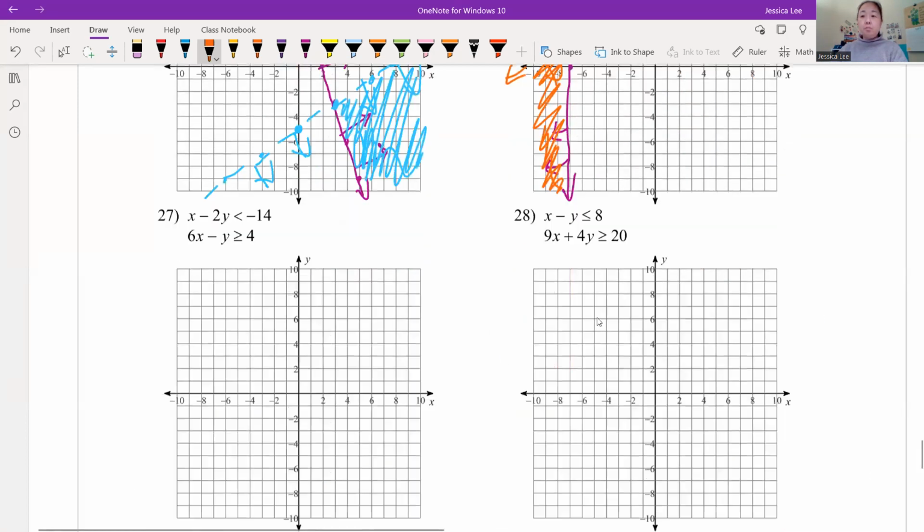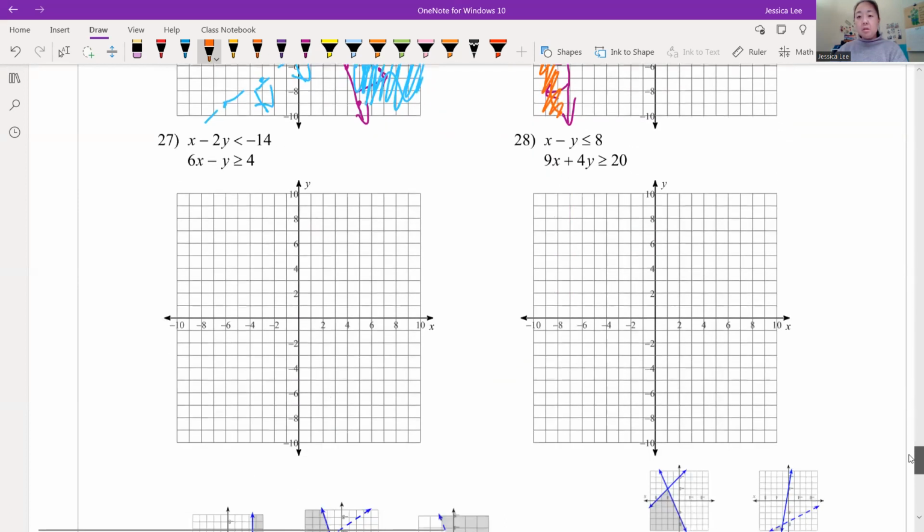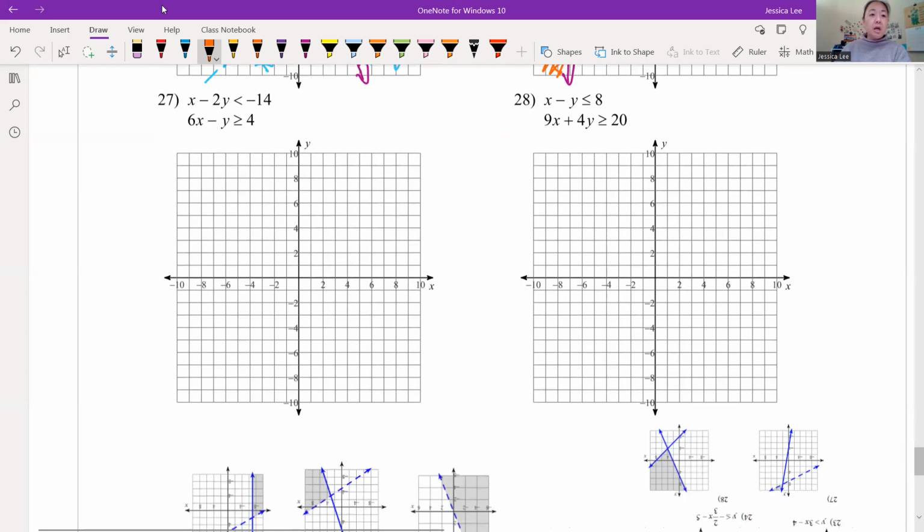All right, last two problems, and then we're on our way to good. We're going to have to change these to slope-intercept form. Here we go. Again, you can use intercepts, but I'm not going to show you that right now. So x minus 2y is less than -14, so we're going to subtract x on both sides.